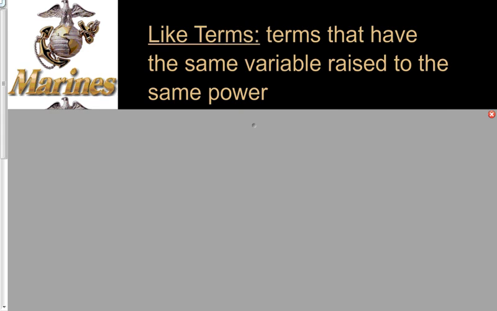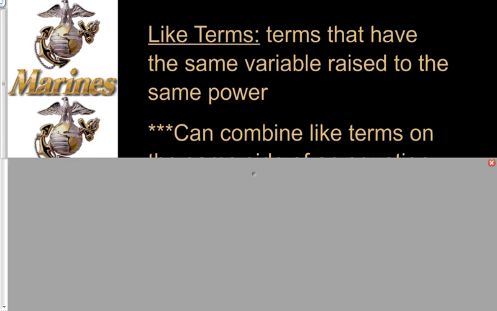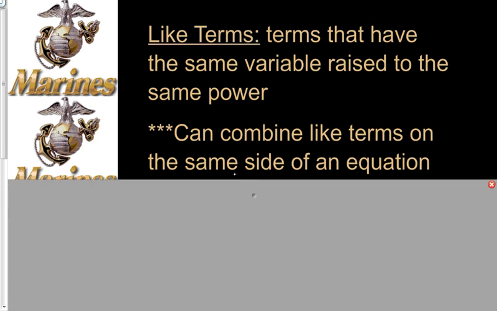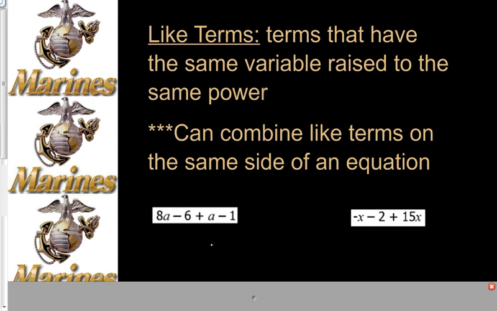Like terms are one vocabulary for today. It's worthwhile writing down in your notes. Like terms are terms that have the same variable raised to the same power. And by the way, you can combine like terms on the same side of an equation. We're going to get to that in a second. Let's look down here.